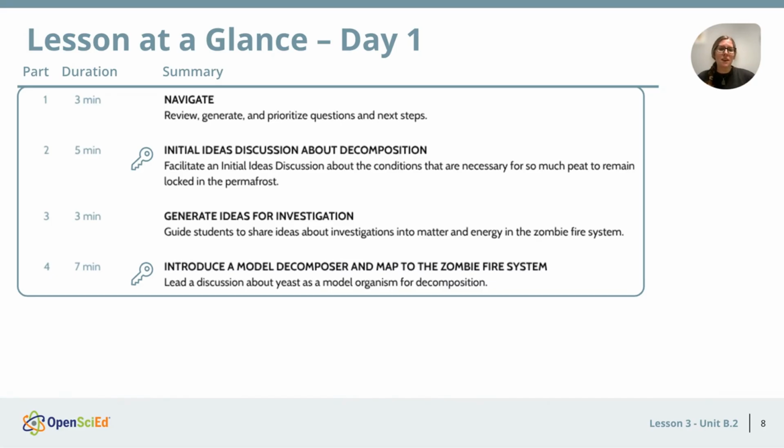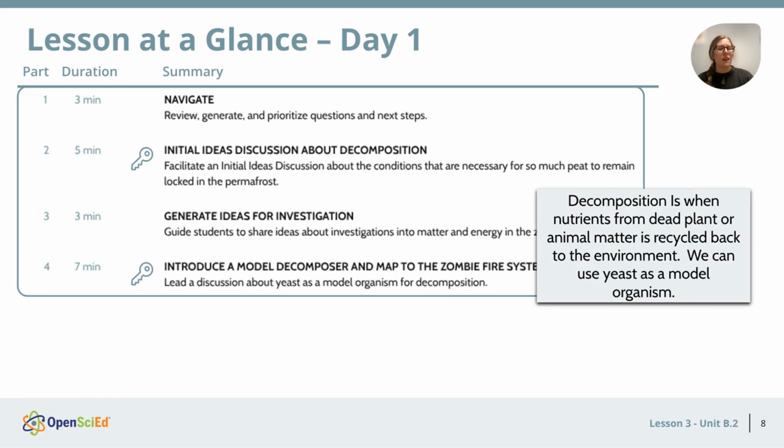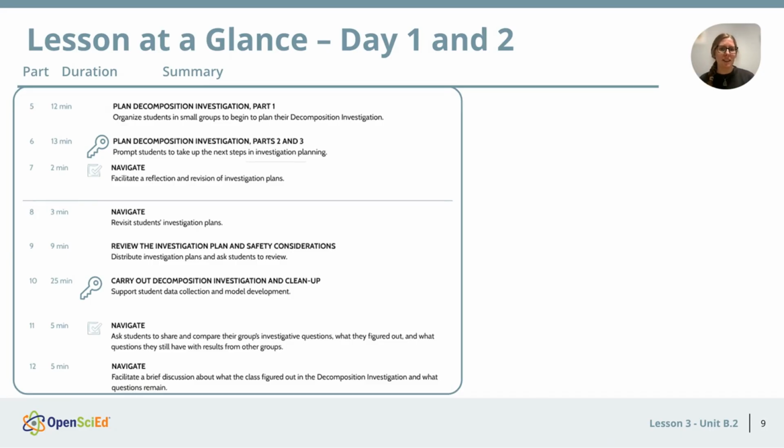Sense-making loop 1, which will take place over day 1. The students will be conducting an initial ideas discussion about what decomposition is, get ideas for how to investigate decomposition, and get introduced to a model organism. Students are going to figure out that decomposition is when nutrients from dead plant or animal matter are recycled back to the environment, and that we can use yeast as a model organism, which then leads to, let's carry out an investigation for it, which is sense-making loop 2.